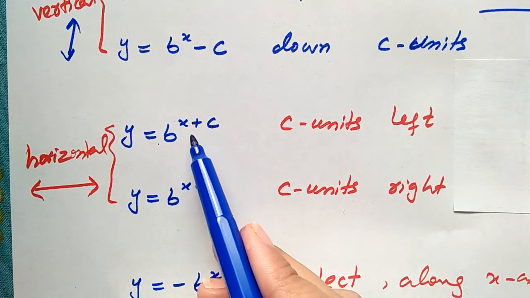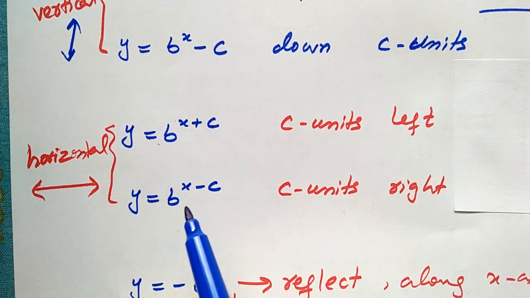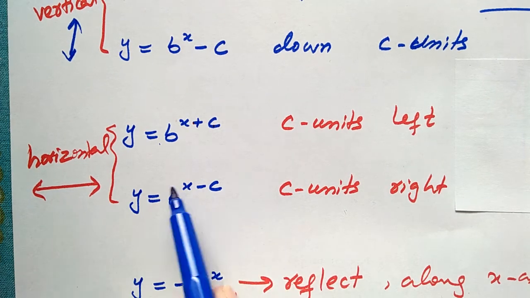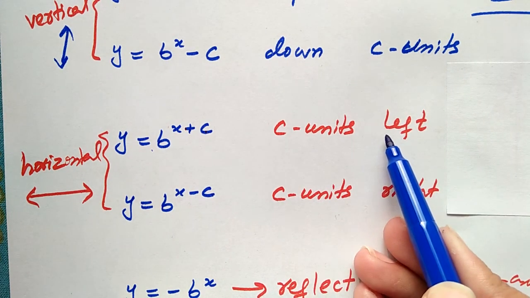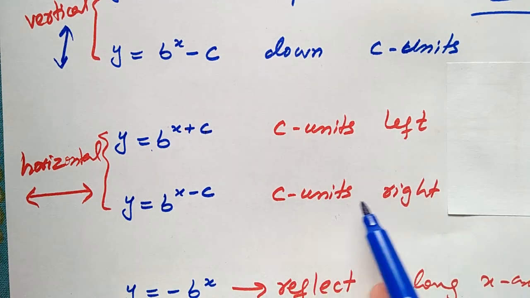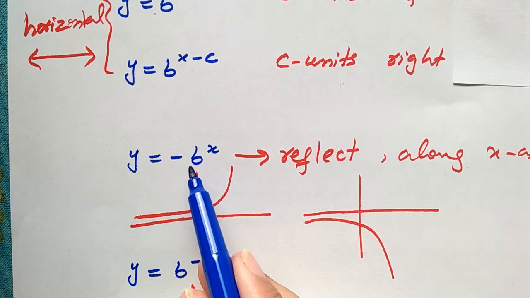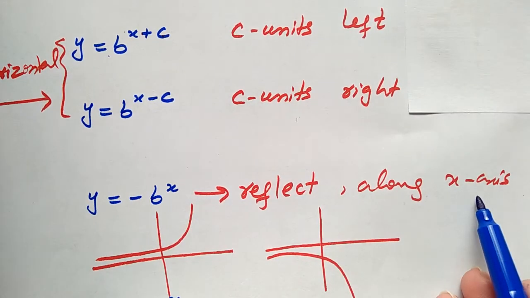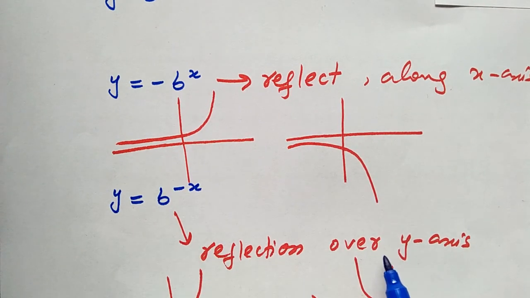If some constant is added or subtracted with the variable exponent, like y equals b raised to power x plus c or y equals b raised to power x minus c, the graph will move horizontally. If I have plus c with the exponent, then my graph will move c units in the left direction. And if I have y equals b^(x minus c), my graph will move c units in the right direction. If I have y equals minus b raised to power x, then my graph will reflect along the x-axis. And if I have a negative sign with this exponent, then the reflection will be over the y-axis.